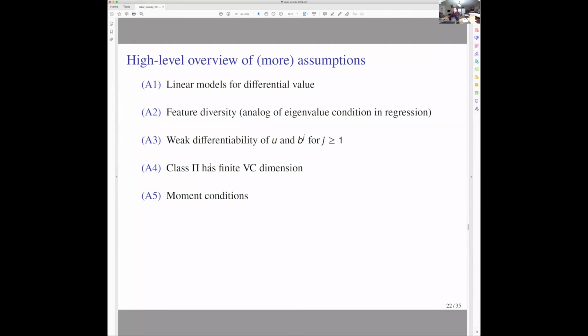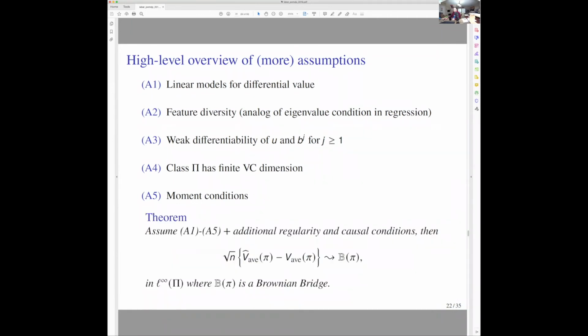There's another question I'll get to in just a second. The class of pi has finite VC dimension, so if we look at trees of fixed length, for example, and then moment conditions. Under these conditions, and of course, we implicitly make the causal conditions needed to identify the causal effect, like no unmeasured confounding and so on, then you can show that root n (v hat av of pi minus v av) converges weakly to a Gaussian process indexed by the policies pi. Here, bold B of pi is a Brownian bridge indexed by pi. Why this is useful is that you can then use it to construct confidence intervals for the value of the optimal policy, V av pi opt, for example, when we talk about that in the paper.